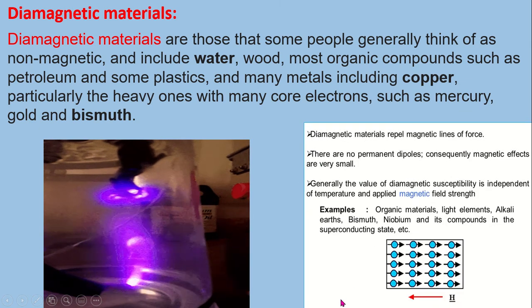So the properties of diamagnetic substances: diamagnetic materials repel magnetic lines of force. There are no permanent dipoles. Consequently, magnetic effects are very small. Generally, the value of diamagnetic susceptibility is independent of temperature and applied magnetic field strength. Here are the examples of diamagnetic substances. So, diamagnetic substances are those substances which, when placed in a magnetic field, get weak magnetism in the opposite direction of the magnetic field.